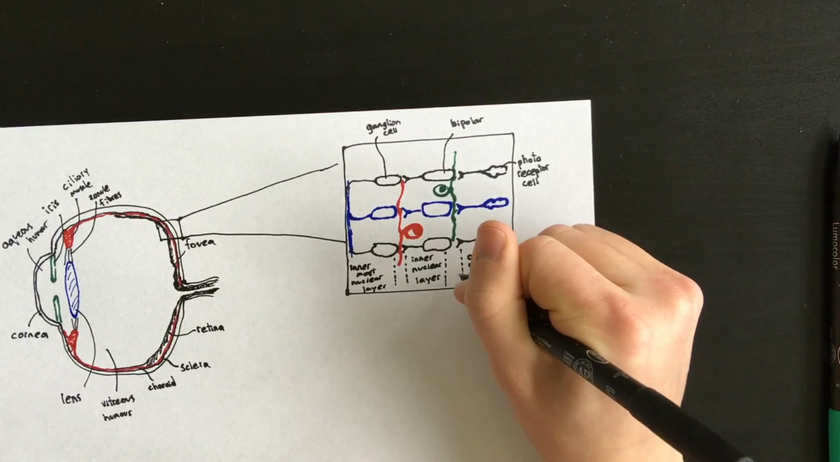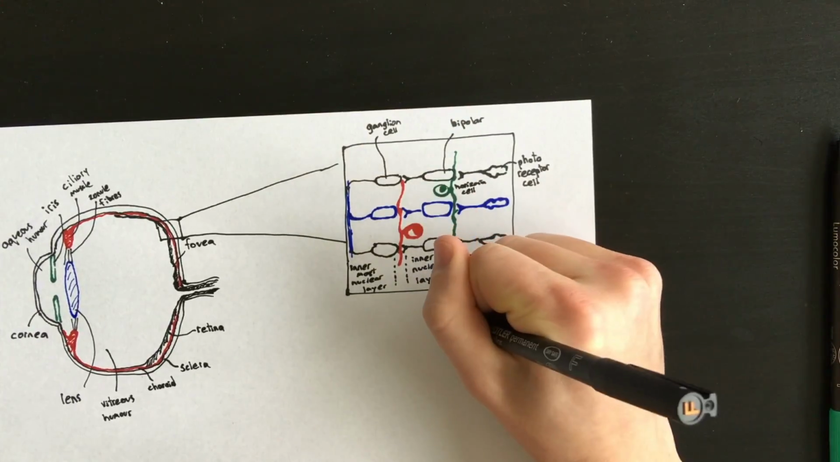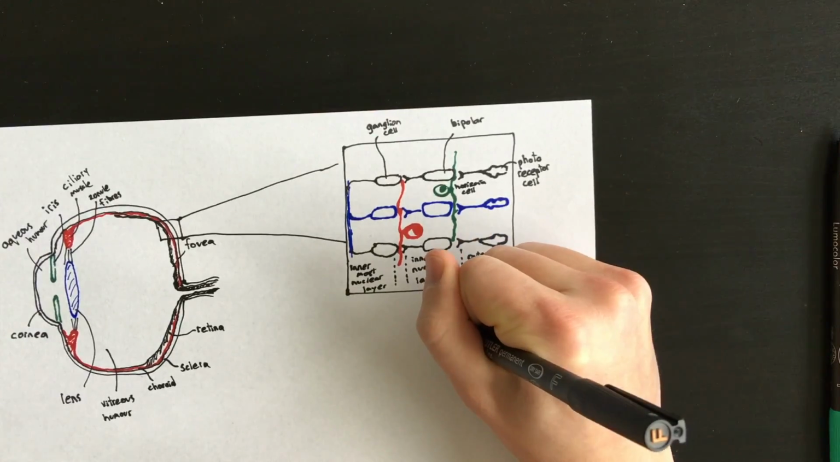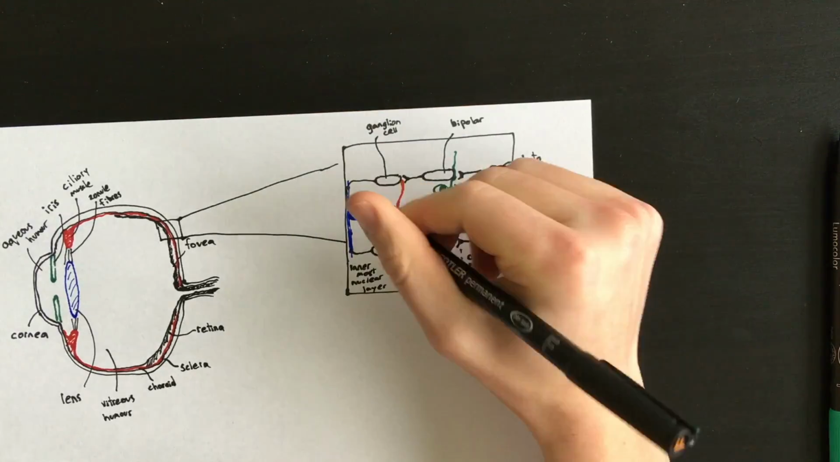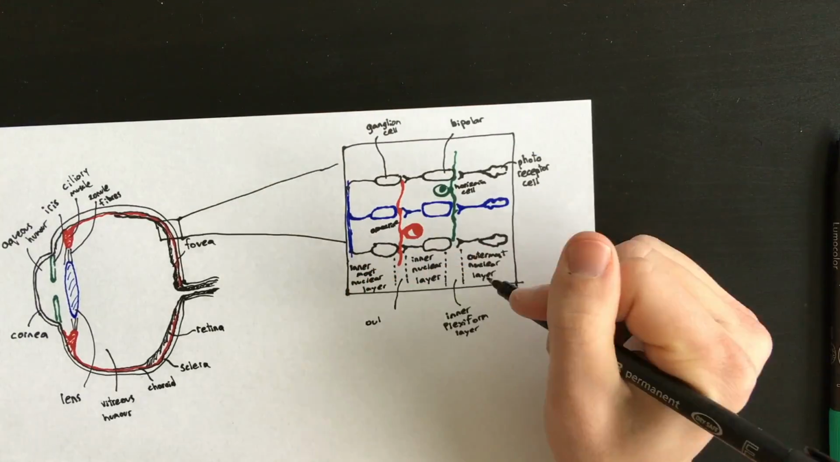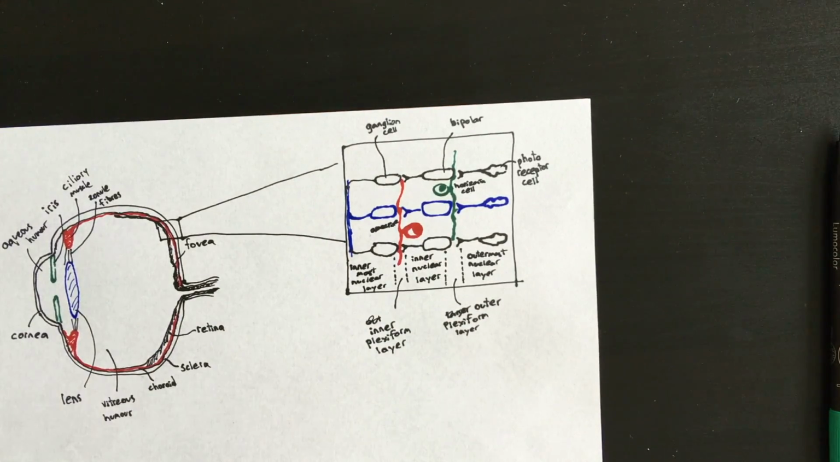You'll notice here I've also drawn the horizontal cells, which is a connection between the photoreceptors and bipolar cells. These are considered in the outer plexiform layer, and we have our amacrine cells in our inner plexiform layer, providing more connections between the bipolar cells and the ganglion cells.